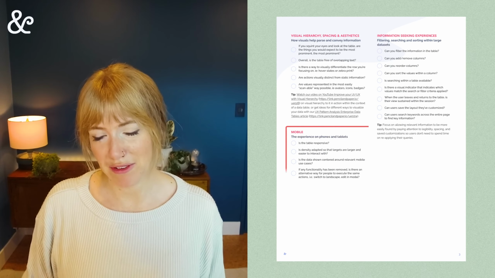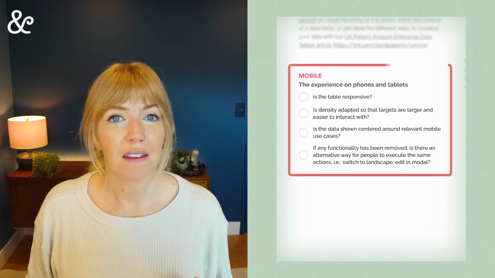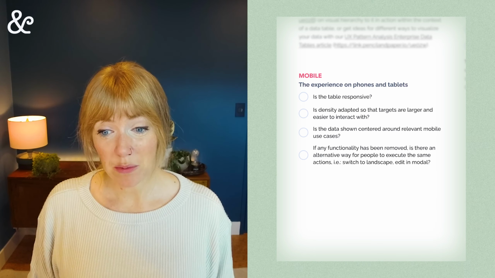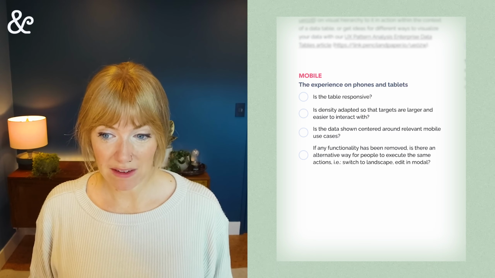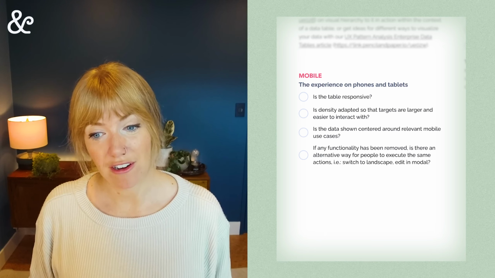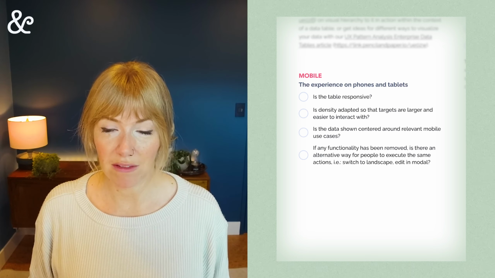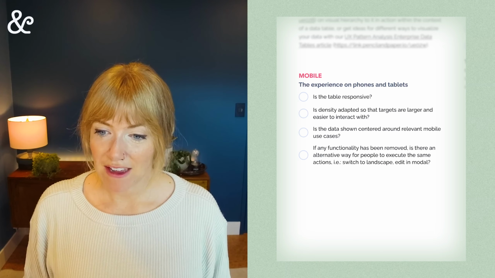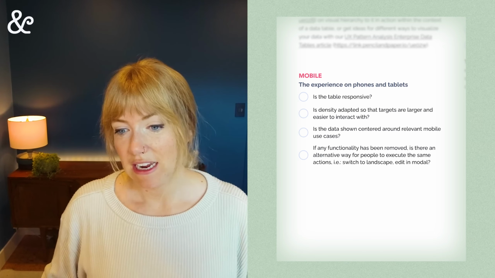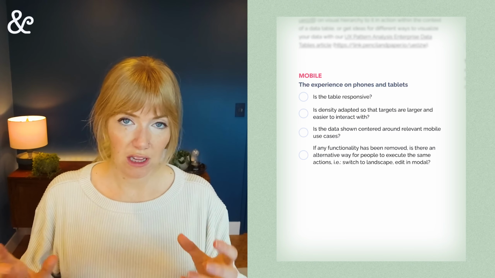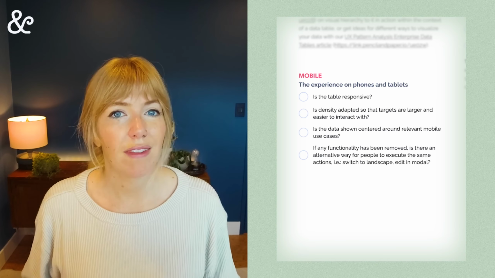Mobile. Let's not forget about mobile. Even though we often want to, with data tables, data tables and mobile are a real thing. So here are some key criteria for mobile experiences. Is the table responsive? Is density adapted so that targets are larger and easier to interact with? Is the data table shown centered around relevant mobile use cases? If any functionality has been removed, is there an alternative way for people to execute the same action, like switch to landscape, edit in a modal, things like that?